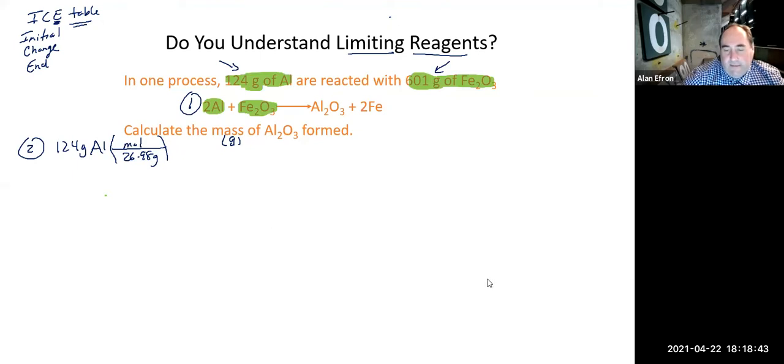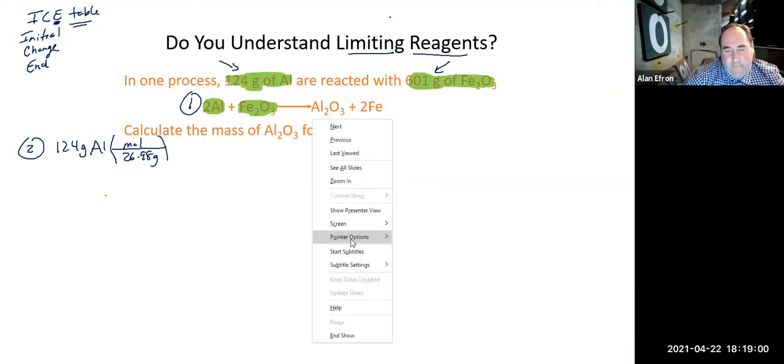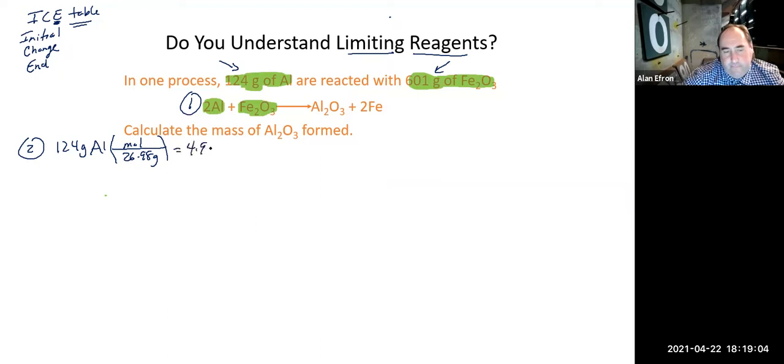So everything cancels out. If we do that, 124 divided by 26.98 gets me 4.596 moles of aluminum.